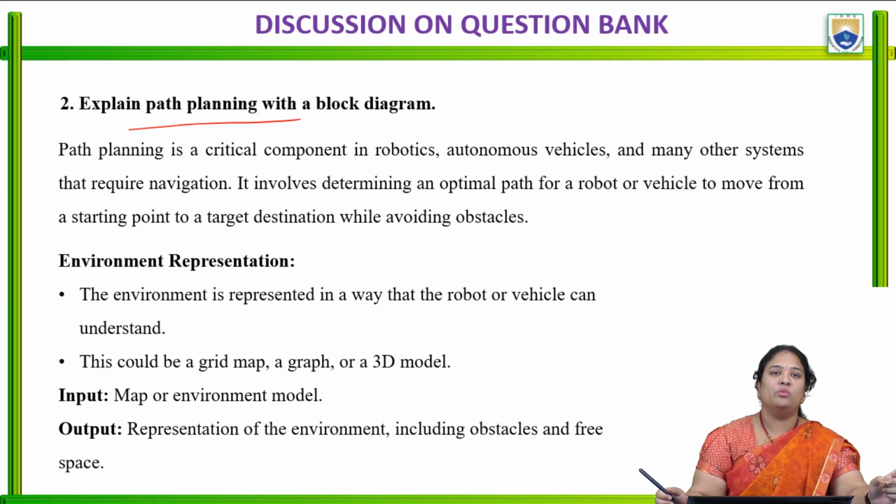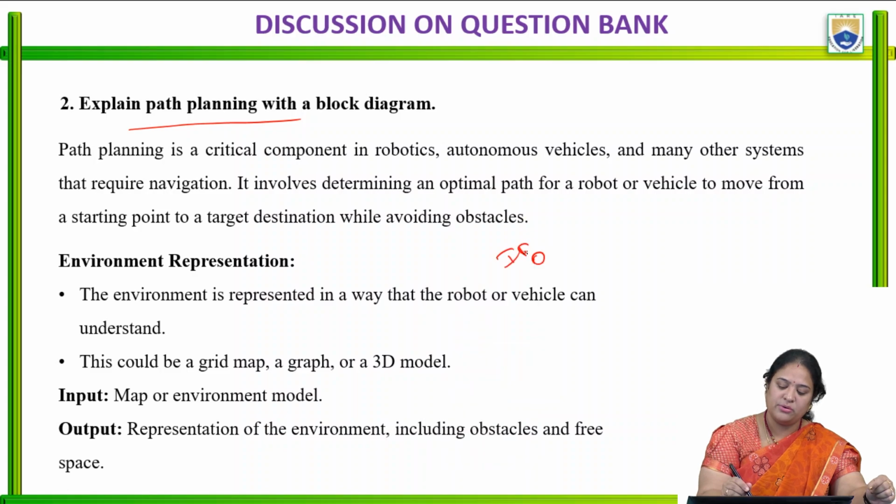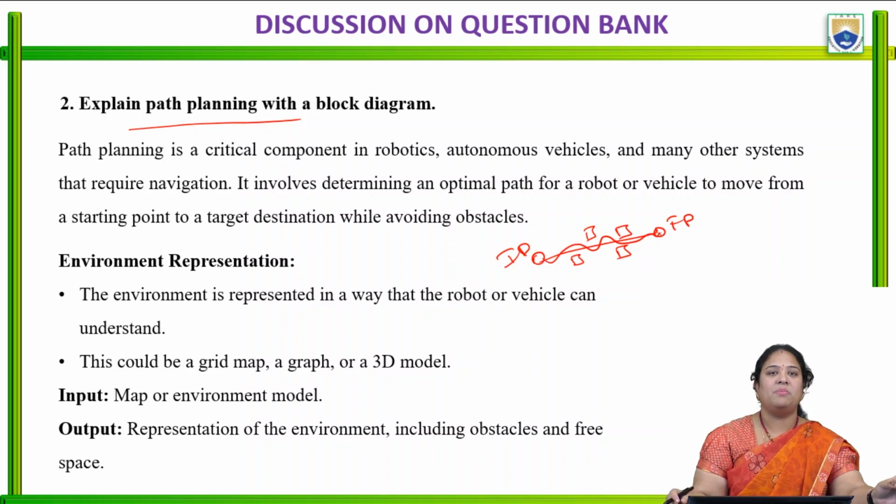That is first what we do. Path planning is nothing but a critical component in robots, where autonomous vehicles and many other systems that require navigation will be using this sort of planning system. Generally, it involves finding the optimal path for a robot or a vehicle to move from a starting point to the target destination while avoiding obstacles. When any particular robot has to move from one initial position to the final position, for example, we have obstacles placed here, right? So how it is traveling, that is important. That is known as path planning.